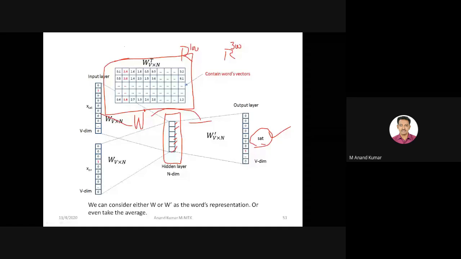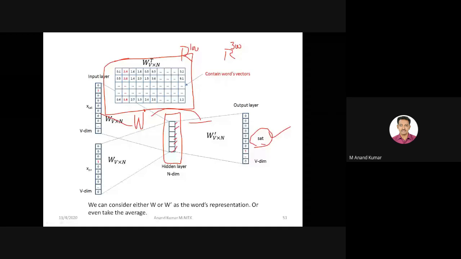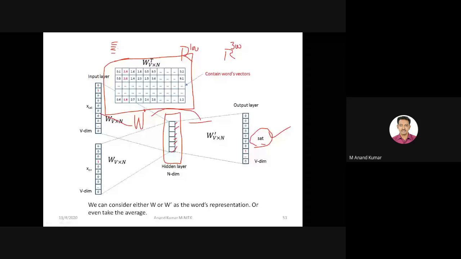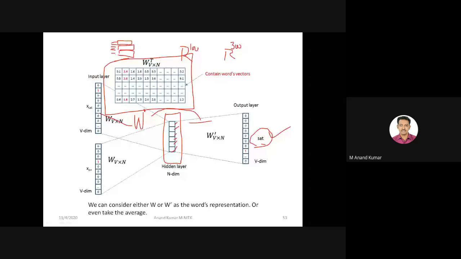Look at the size of the matrix. It is V cross N: vocabulary, all the words in the corpus, times N, the size of the vector for each word. Suppose you are representing each word in 100 dimensions. Finally, the matrix size will be, suppose you have 5,000 words, 5,000 cross 100. So this is how we are calculating the word embedding.